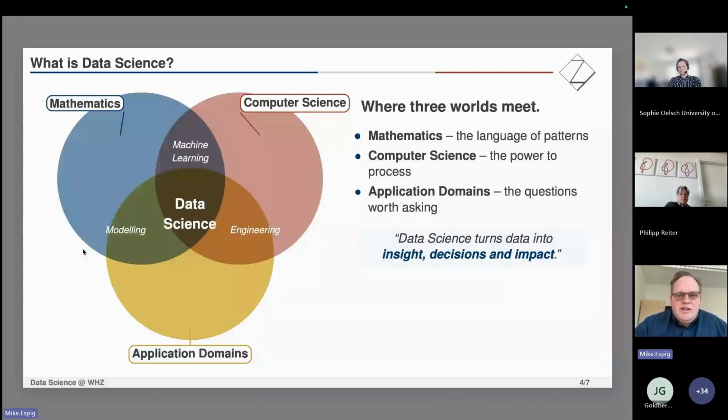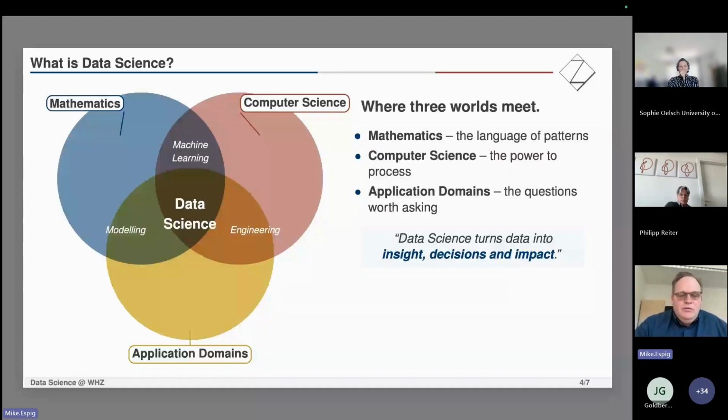So what is data science exactly? Data science is an interdisciplinary science. That means it combines 3 different worlds. The first world is mathematics, the language of patterns: statistics, linear algebra, and optimization. This is how we describe the world with numbers.